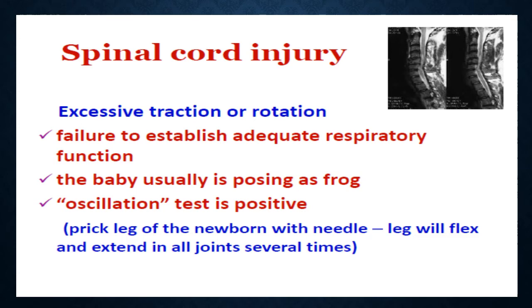I am not going to speak in detail about the spinal cord injuries because it's a subject of neurosurgery more than obstetrics and gynecology. Your role is just to notice some abnormality, and then you have to refer to neurosurgery. The main cause, of course, is excessive traction or excessive rotation. It's not just traction, it's also rotation during delivery. Failure to establish adequate respiratory function is the main fatal presentation of this sort of spinal cord injury. The baby usually is posed like a frog, and the oscillation test is positive.